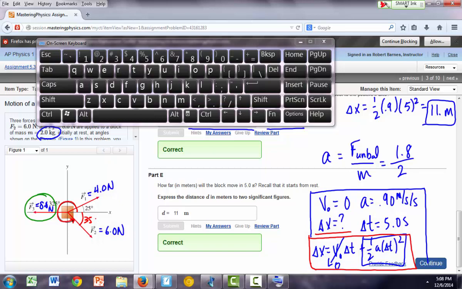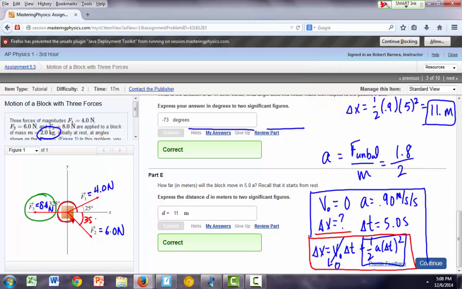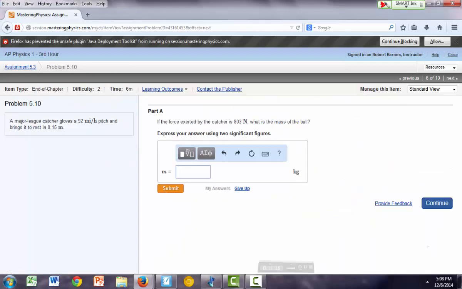All right, let's jump to another problem here. Here's another problem. I don't think you'll have too much problem with this, but I just want to go through it for those that maybe struggle a little bit with the conversions or maybe using the kinematic equations.